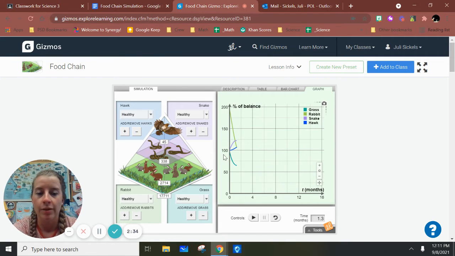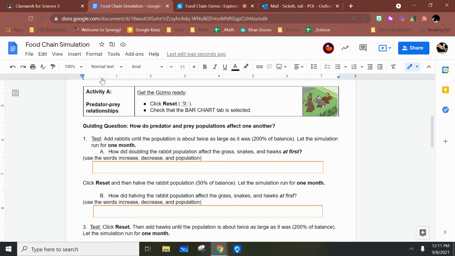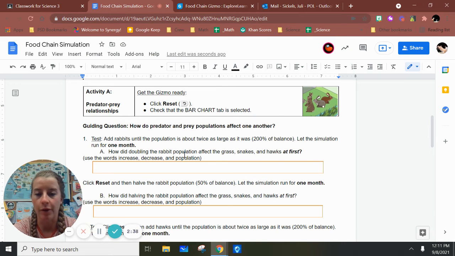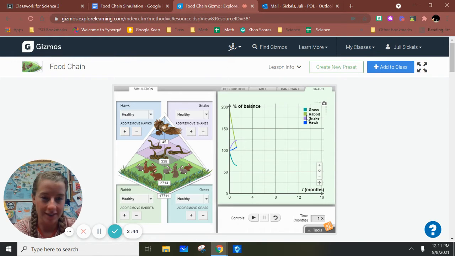In the question, the orange box that you're writing in, it says, how did doubling the rabbit population affect the grass, snakes, and hawks at first? Fortunately, each of these lines has a color on it, and we can read immediately what happened. At first, when we doubled the rabbit population, the grass population decreased, the hawk population increased, and the snake population increased. So you're going to write those 3 changes there in that orange box.